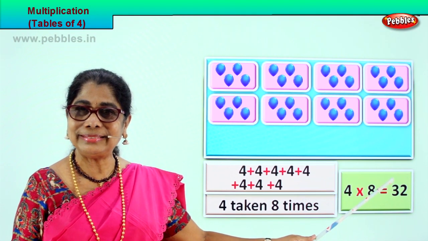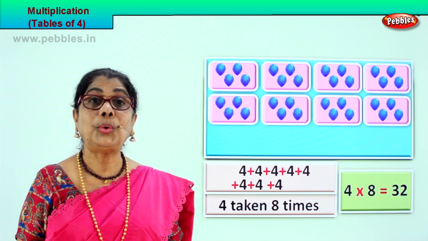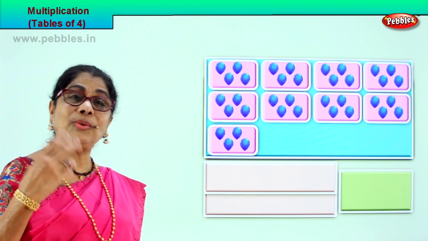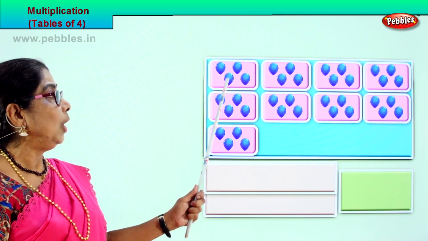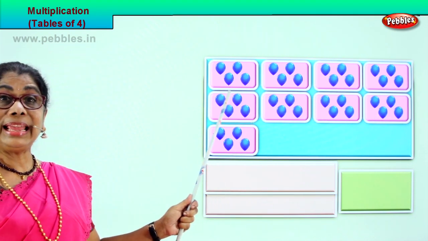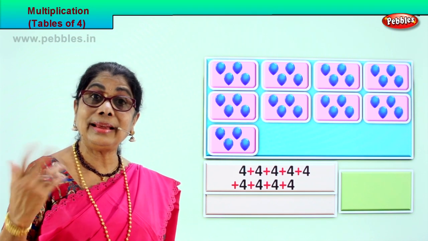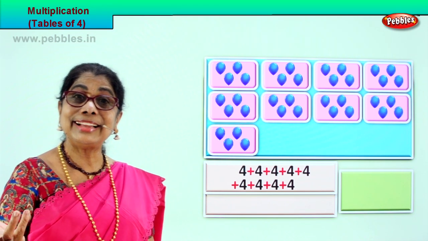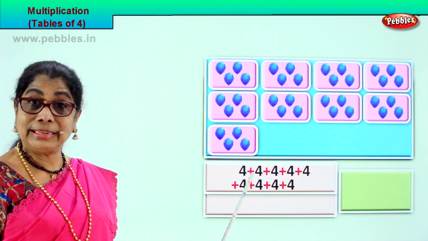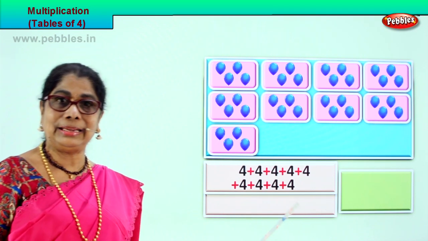Very good. Let's do more of the multiplication table of 4. Let's look at the groupings. 1, 2, 3, 4, 5, 6, 7, 8, 9. How many times is 4 taken? 4 taken 9 times. So now, multiplication is repeated addition. We are going to add 4 nine times.